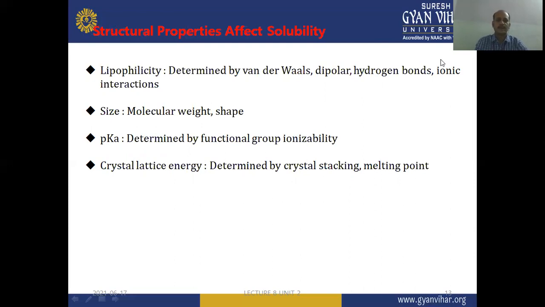Then when we go through the ionization process, the pKa is determined by functional group ionizability. So pKa is the ionization constant, and the degree of ionization can be governed or regulated by this pKa constant. Then crystal lattice energy can be determined by crystal stacking or melting point. So these are the different structural properties which affect the solubility of a particular compound.